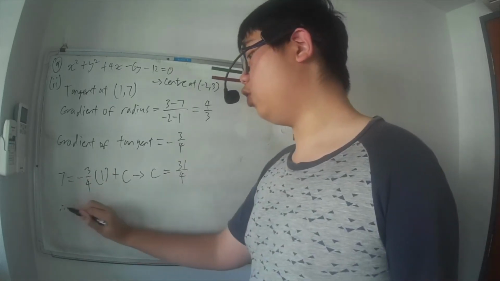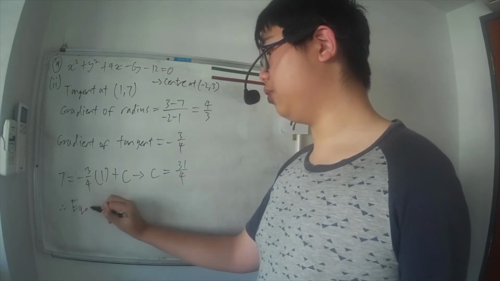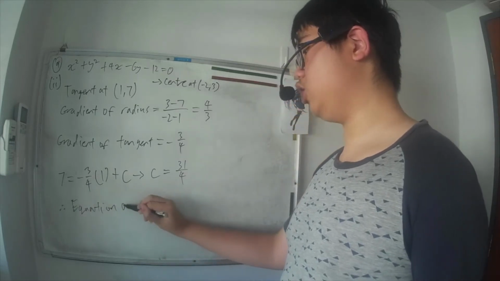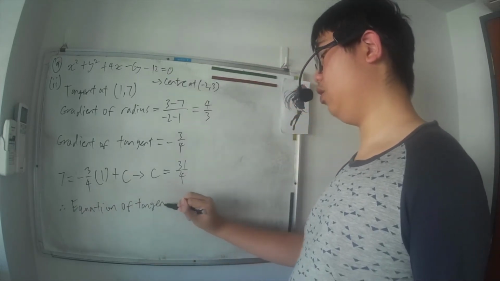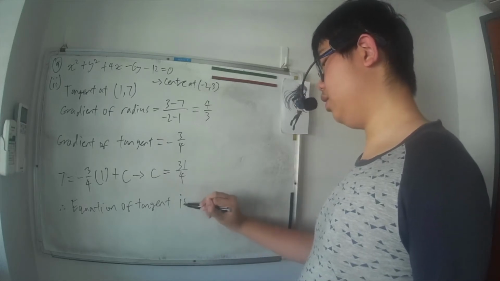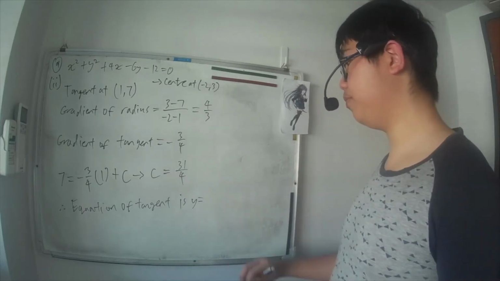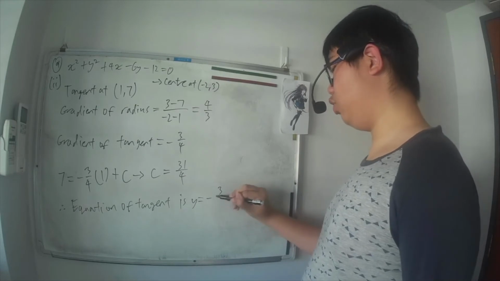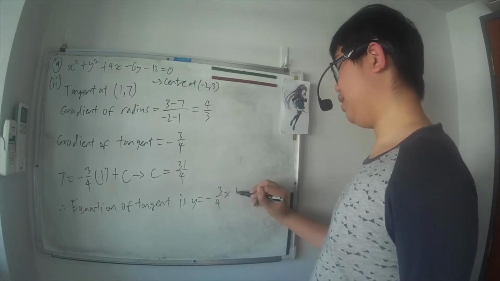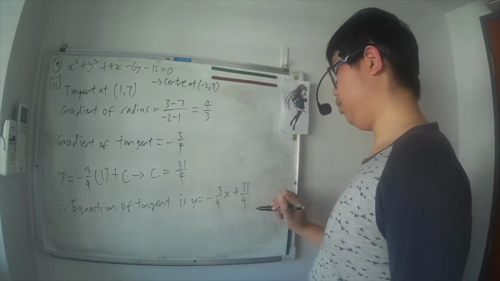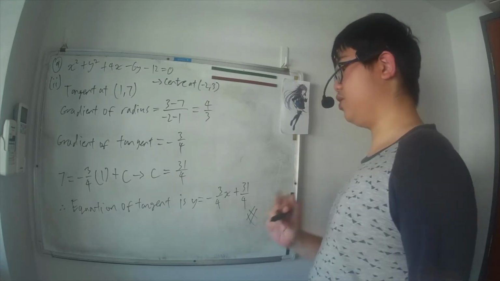So therefore, the equation of the tangent is y equals -3 over 4 x plus 31 over 4. Any equivalent form is also acceptable.